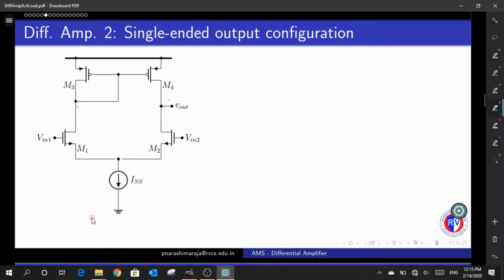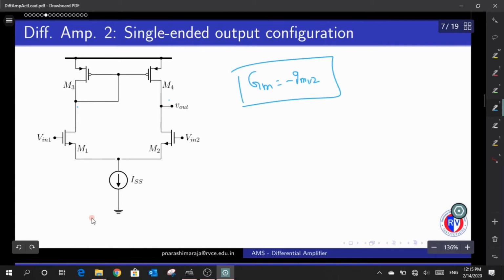Now let us see whether this structure is capable of providing me a capital GM that is equal to minus GM1,2. So this is what today's session is all about. But before we do that, first of all, we will do some sort of large signal analysis, and later I will come back to the small signal gain expression, and later I will try to prove that the capital GM is going to be the GM1,2 term.